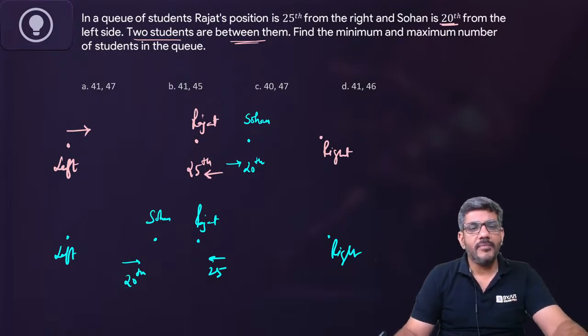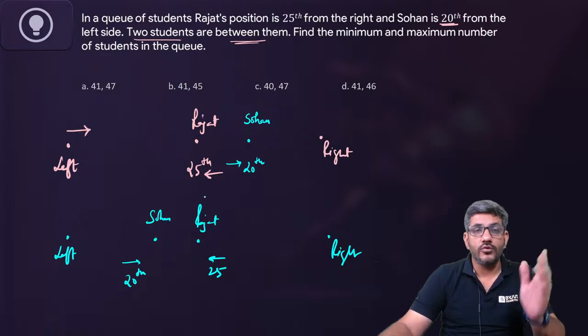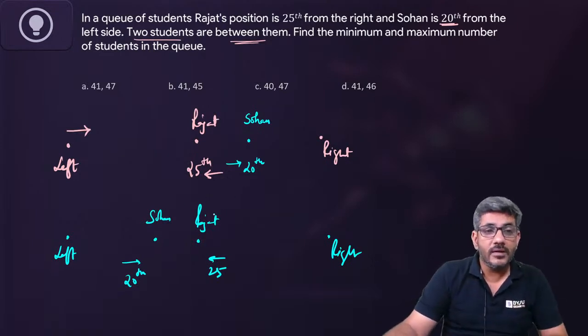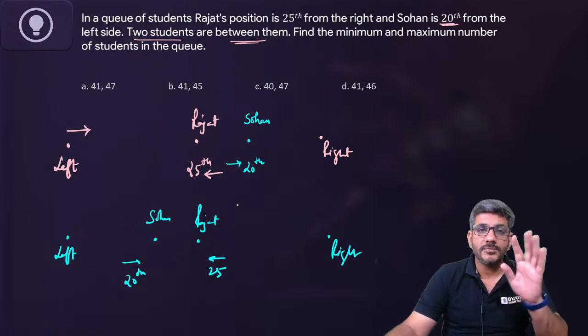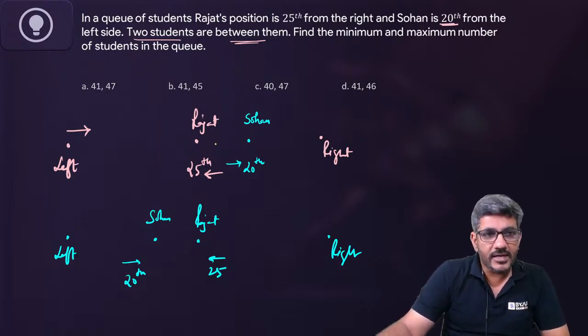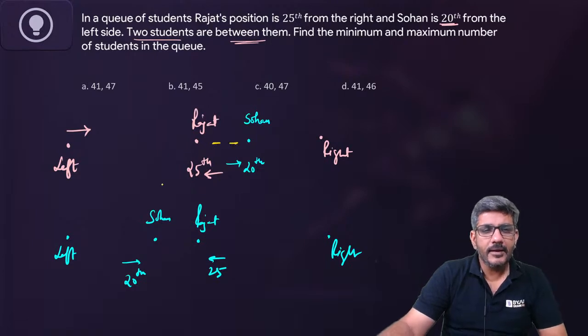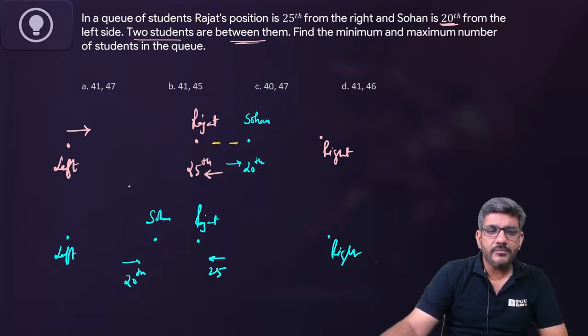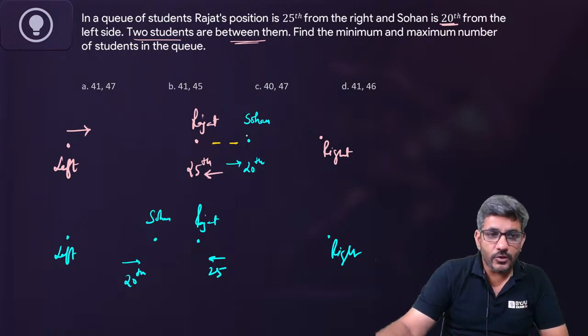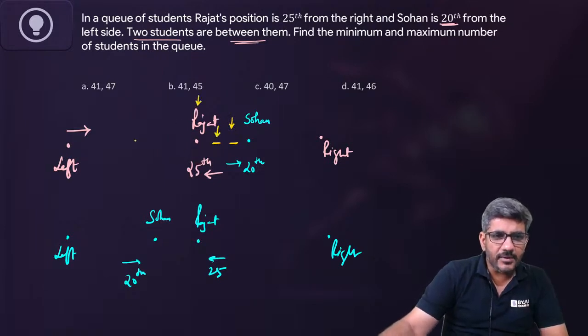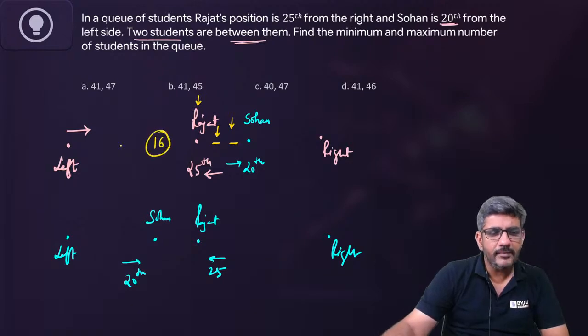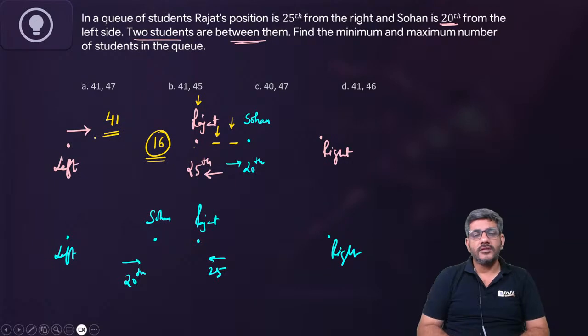Question is asking you to find the minimum and maximum number of students in the queue. Queue में लोग कितने हैं? And there are two people between Rajat and Sohan that he is saying. उन दोनों के बीच में दो लोग हैं. First scenario, if there are two people between them, Sohan is 20th from the left. So this guy is 19th, this guy is 18th, this guy Rajat is 17th. That means above Rajat there are 16 more people here. So from the right Rajat is 25th and there are 16 more people. By that logic I will have 41 people in the queue.